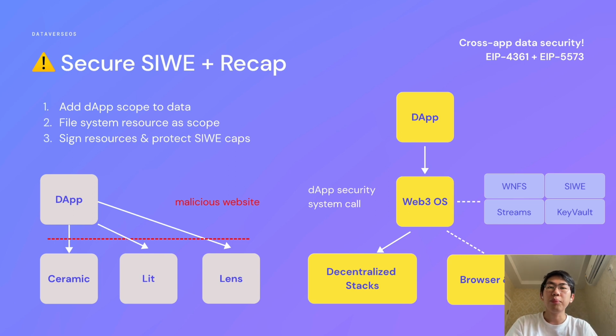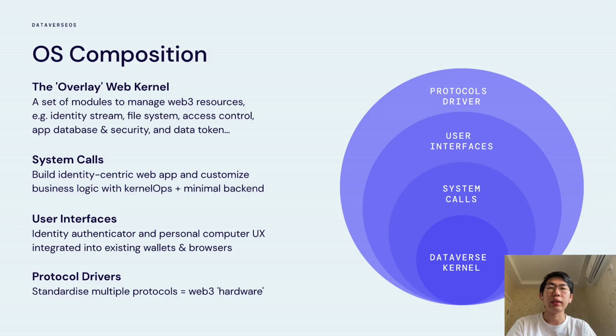So this is a picture to show the composition of Dataverse OS. It's actually pretty similar to modern operating systems, with layers like kernel, drivers, user interface, and system calls. The kernel is used to manage different Web3 protocols, and developers can interact with the kernel through system calls. The user interface can either be a wallet extension, or a browser, or a mobile application, or even a Linux distribution.